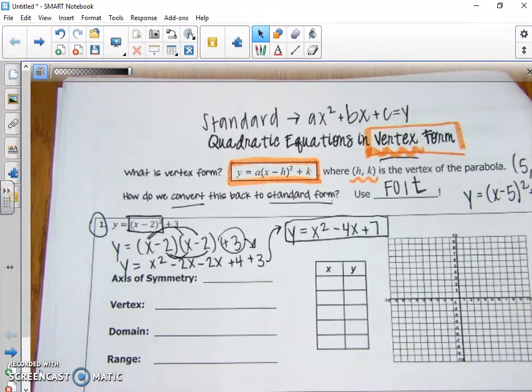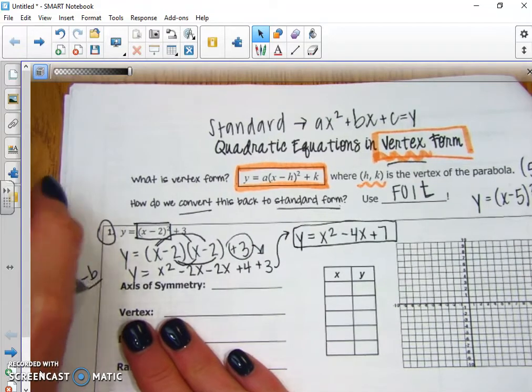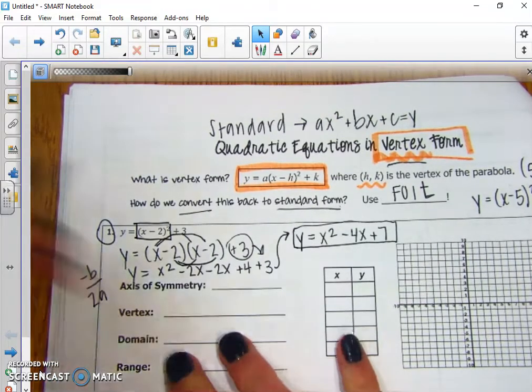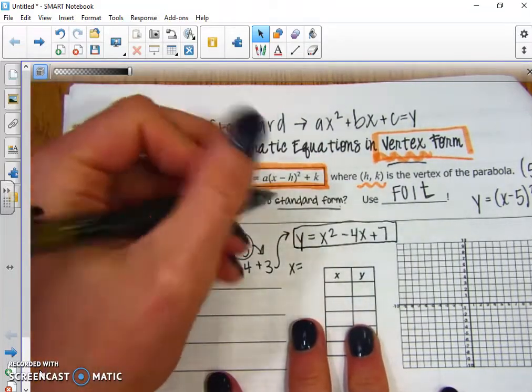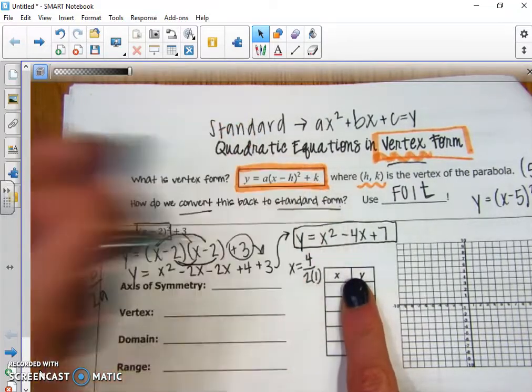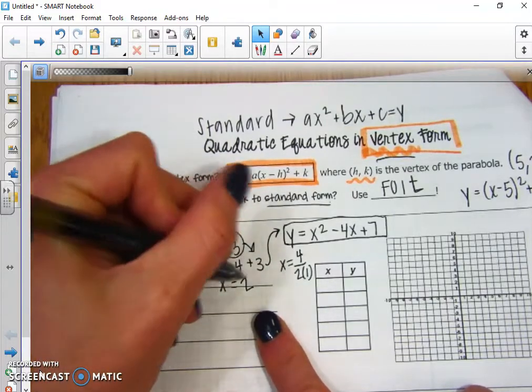If we know it's in standard form, we can find the axis of symmetry. Remember that formula is negative b over 2a. So our axis of symmetry for this one would be x equals negative b, or negative negative 4, so 4 over 2 times 1. So our axis of symmetry is just x equals 2.